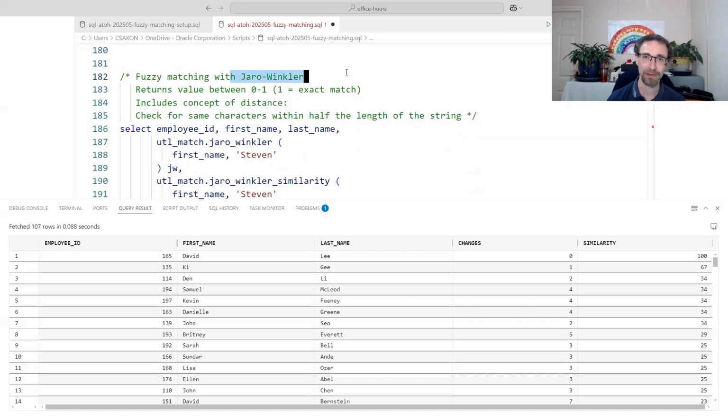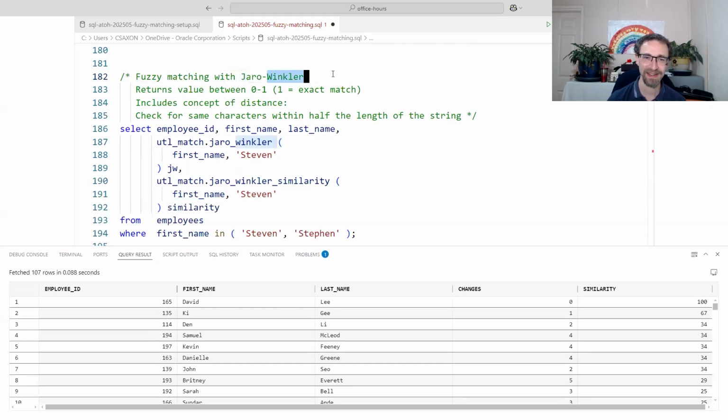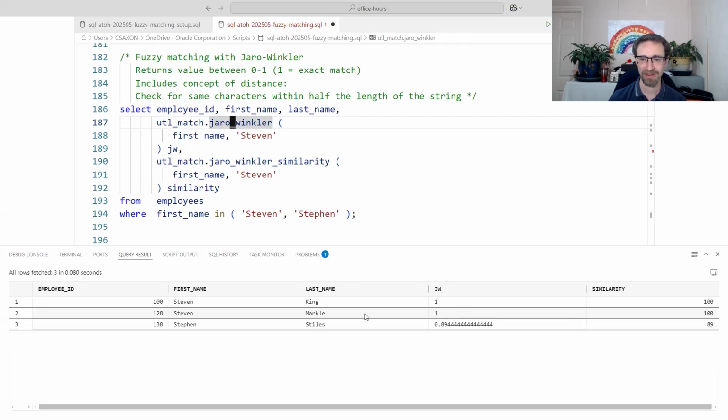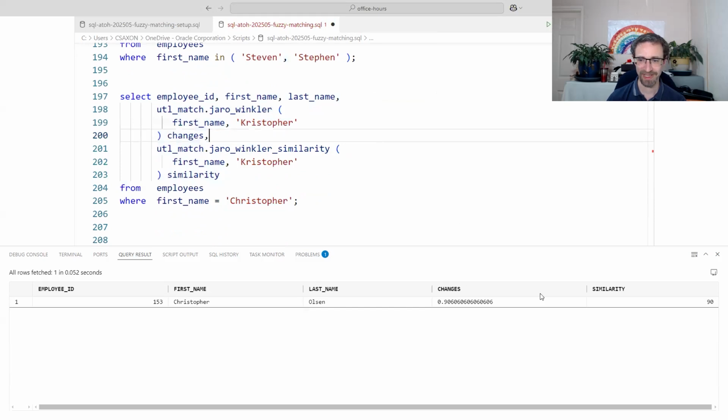Another algorithm is Jaro-Winkler. Jaro actually came up with the algorithm originally, and then Winkler refined it a bit. So this includes the concept of distance, how close the actual characters that are in common are to each other. So we do a Jaro-Winkler. By default, this is 0 to 1, which is essentially a percentage, so the similarity just multiplies that by 100. Again, exact match 100, Stephen with a PH getting a slightly higher match, about 89% match there. We look at Christopher again, we can see 90% match. That's better than Levenshtein here.